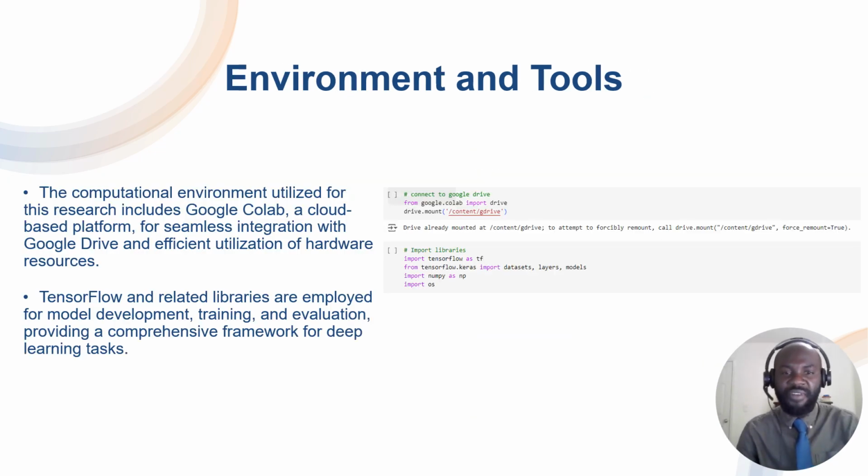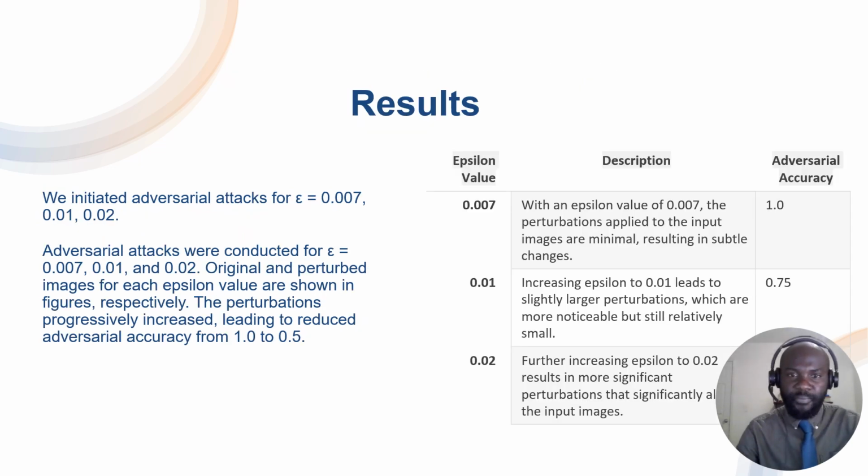Now, looking at our environment and tools for this research, we used the Google Colab environment, which is a cloud-based platform that integrates with Google Drive, where we store the dataset, and it was easy for us to call up the datasets on Google Colab. So this ensures that we have efficient use of our hardware. Then also TensorFlow and other related libraries were used to develop the model, train, and evaluate it, providing a robust framework for deep learning tasks.